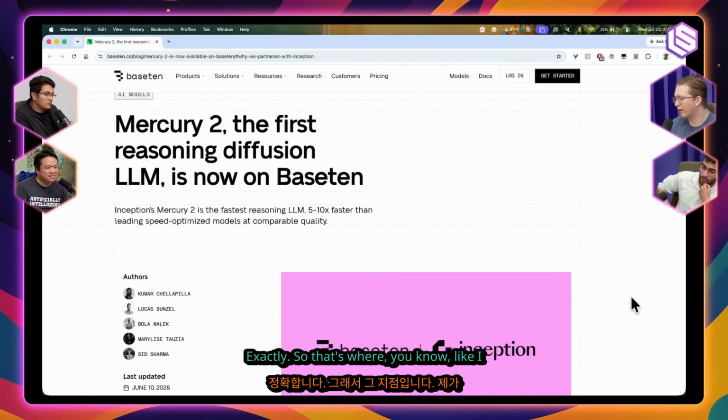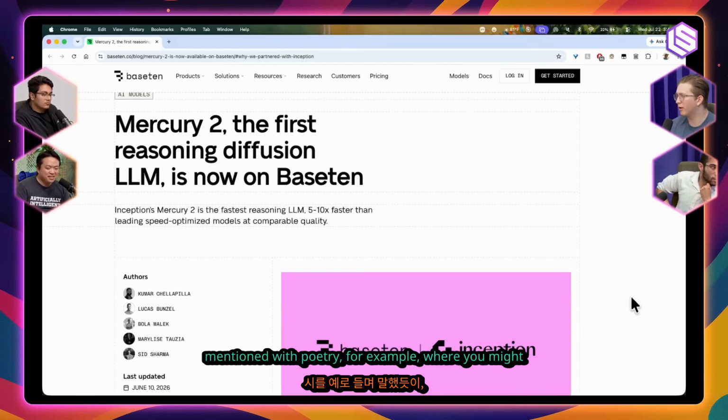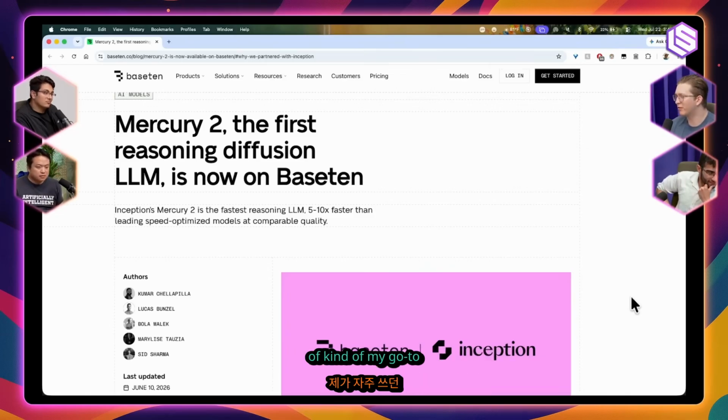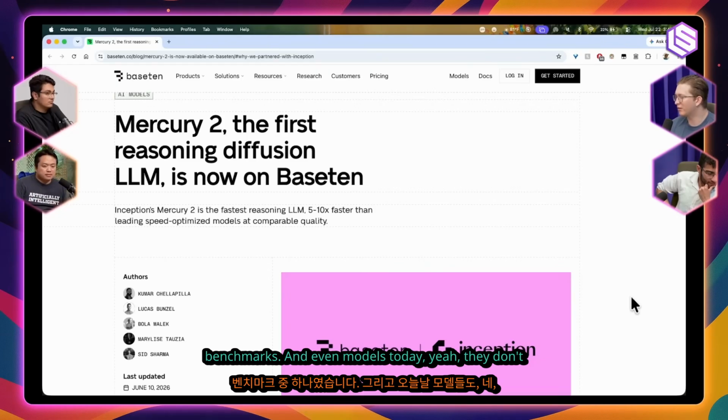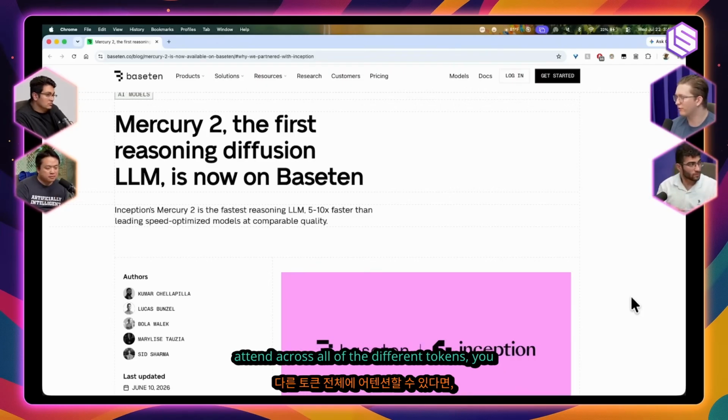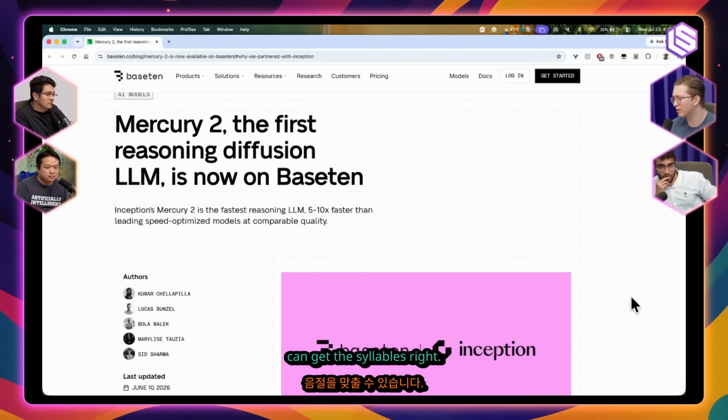Exactly. That's where, like I mentioned with poetry, for example, you might want to ensure consistency across your output. I've done a lot of LLM sonnets. It used to be one of my go-to benchmarks, and even models today don't get the syllables right. If you can attend across all of the different tokens, you can get the syllables right.